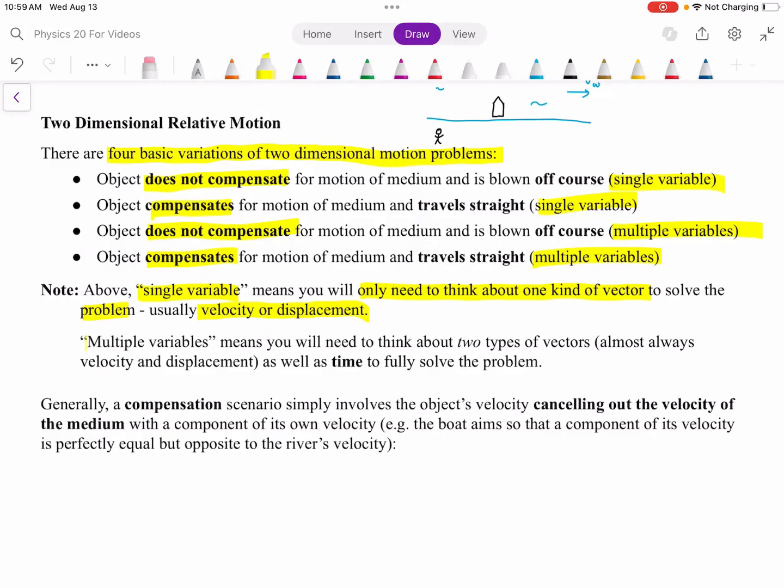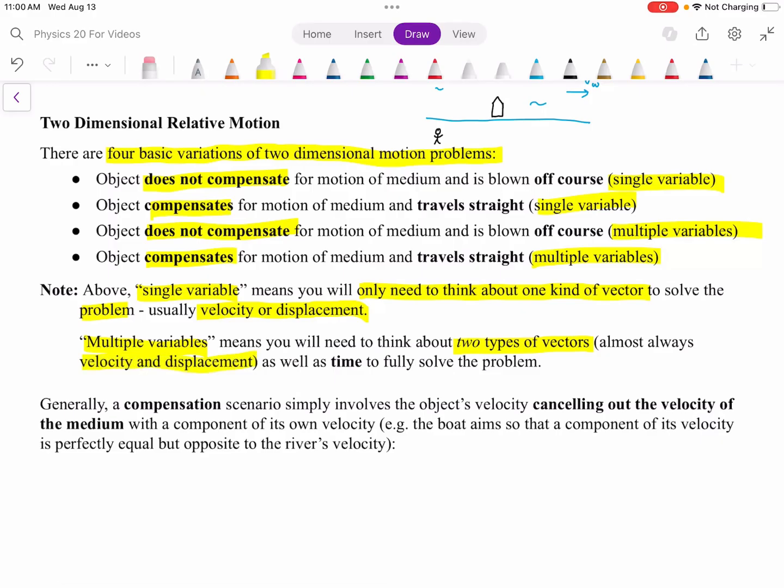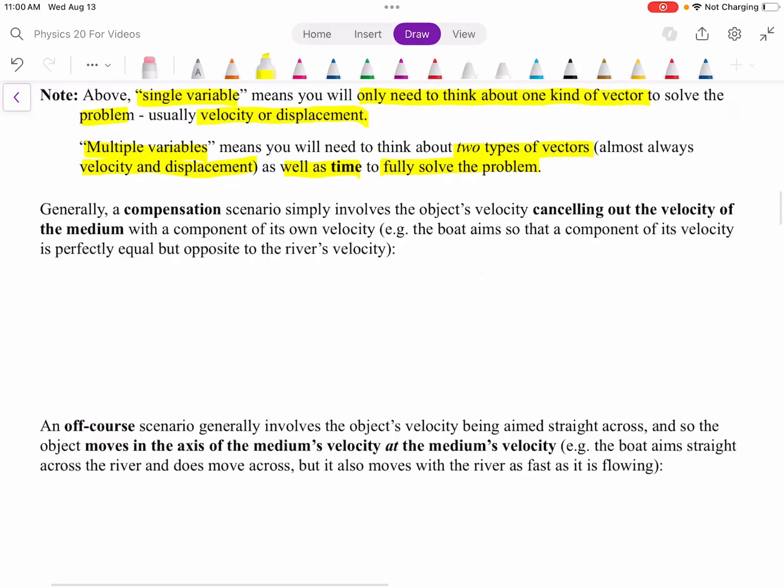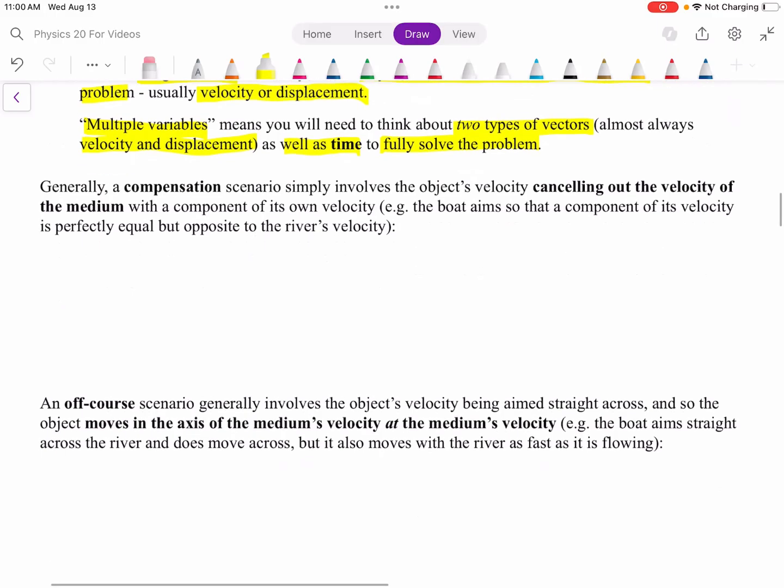Okay, with a multiple variable problem, it's just got an extra step thrown in there where you'll need to think about 2 types of vectors. It'll pretty much always be the velocity and the displacement, as well as time to fully solve the problem, right? So usually that just involves, okay, you figure out the velocity and then you use time to figure out the displacement, or vice versa, something like that. Okay, so all the same physics concepts, just an extra step of connecting velocity to displacement through time or something like that. Let's take a look at each scenario in a little more depth.